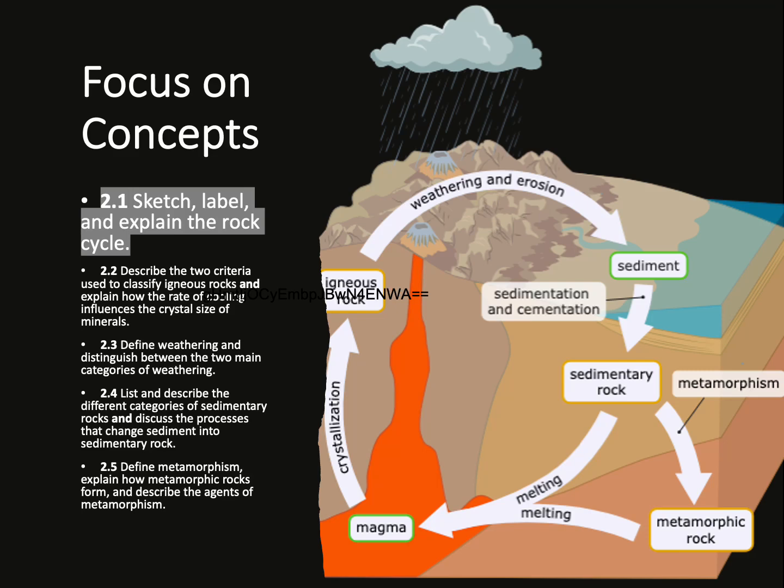So today we're going to jump into the rock cycle. We're going to talk about the three different types of rocks that we have here on Earth: igneous, sedimentary, and metamorphic. And we're going to talk about how each is created, how the rock cycle transforms one type of rock into another, and where we would expect to find these different types of rocks around different places on Earth.